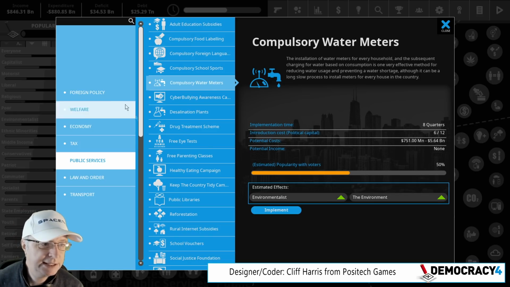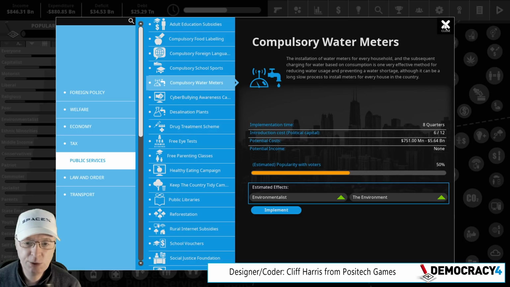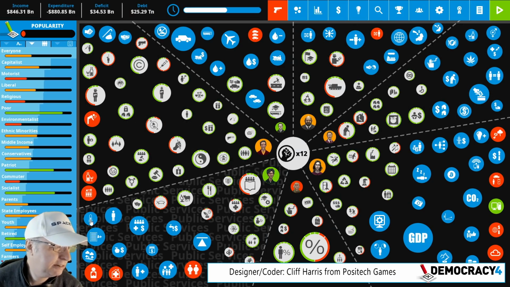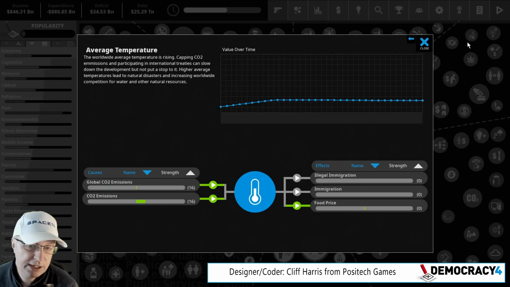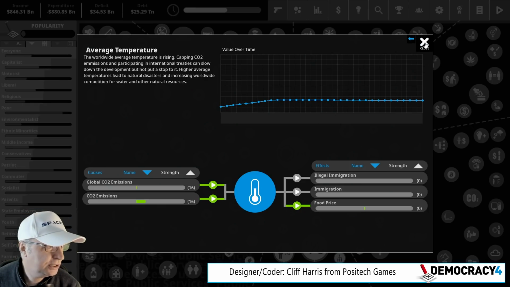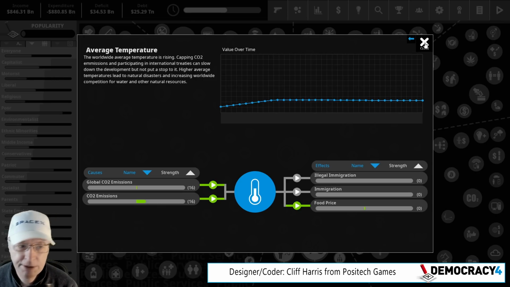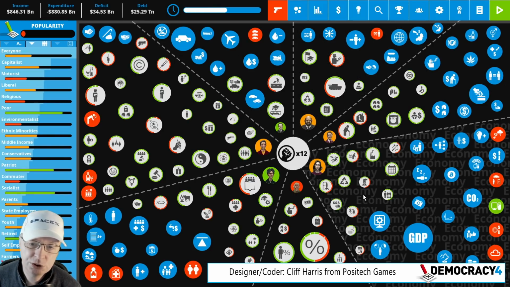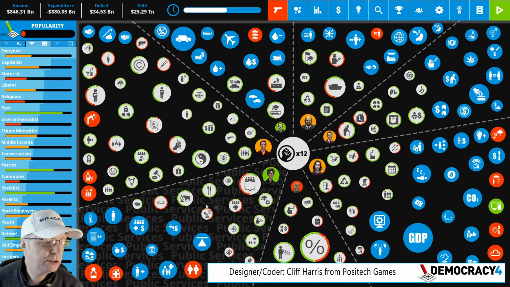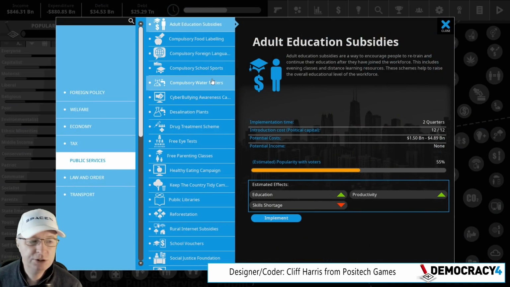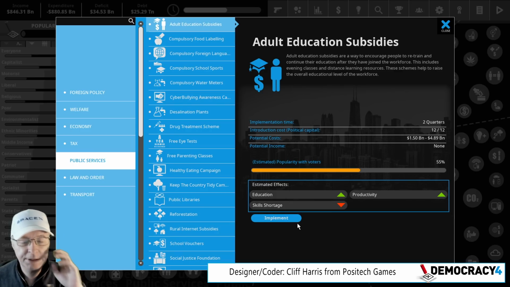And the reason this is in the game is that we have a situation of water shortage, which comes about through climate change and an increase in average temperature over time. I think if population goes up and average temperature goes up over time, you will get a water shortage in the future. So one of the ways you can avoid that is by reducing water consumption by everyone having water meters. Now, if you look here, this is something that's not clear to everyone.